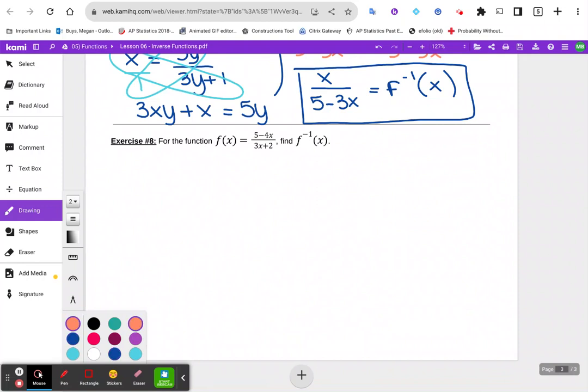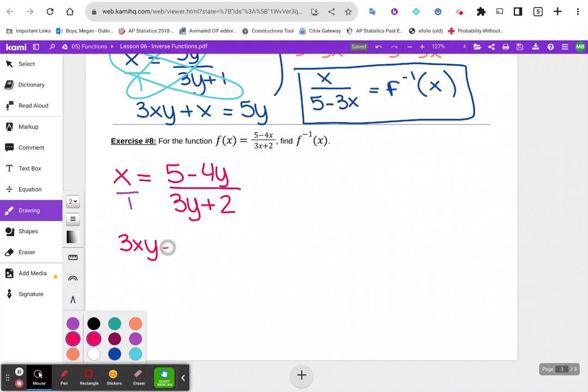In this case, let's go ahead and skip around. I know that f of x is equal to y, but I'm going to set x equal to 5 minus 4y over 3y plus 2. So every x value is now y. That f of x is x. Same thing as before. Stick that over 1. We're going to cross multiply. So I'm looking at 3xy plus 2x equal to 5 minus 4y.